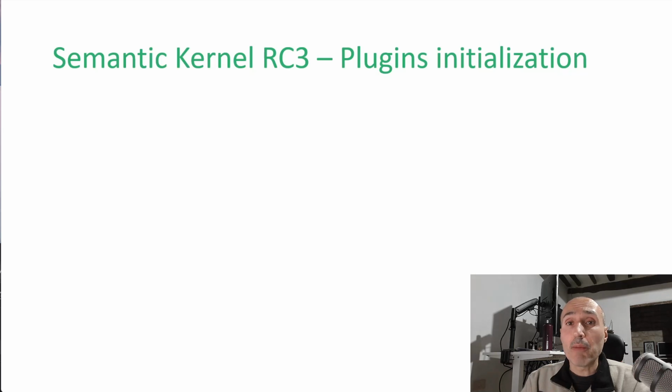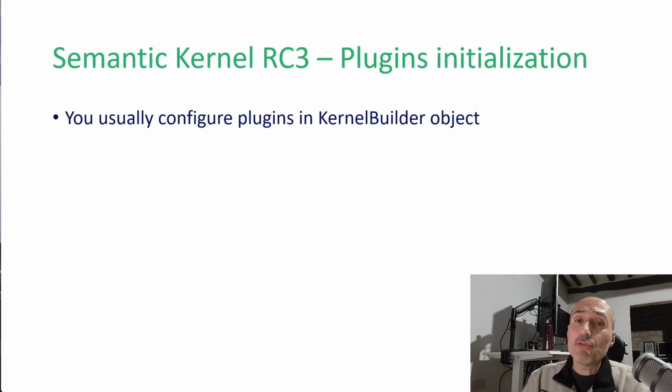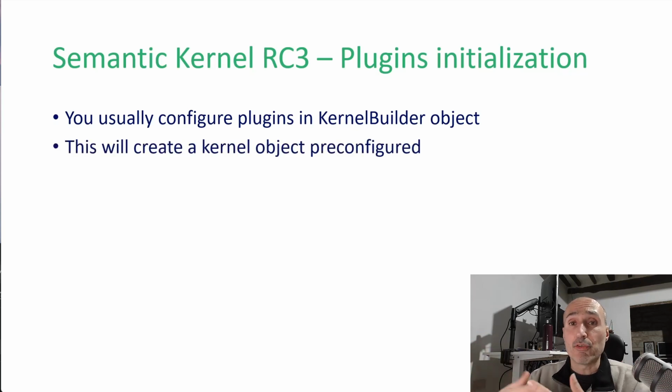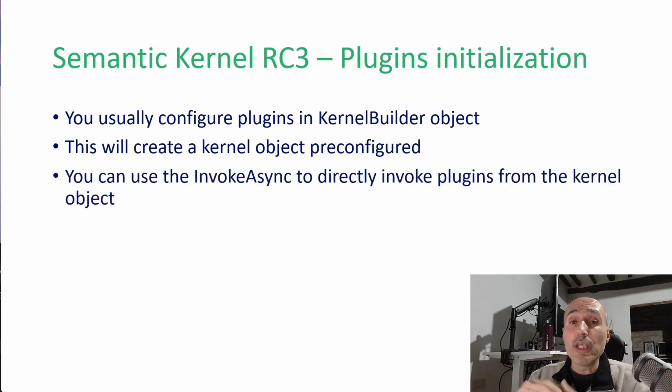And this concludes this example about plugins and plugin initialization with the RC3, where we see that you usually now configure the plugin, you load the plugin with the kernel builder object, adding a directory where the kernel builder is going to search for a prompt plugin, and adding C# classes that contain methods decorated with the appropriate attribute that made Semantic Kernel discover that method as a plugin. And this will create, with the build method from the kernel builder, a fully configured kernel that can be used with all the functions already configured.